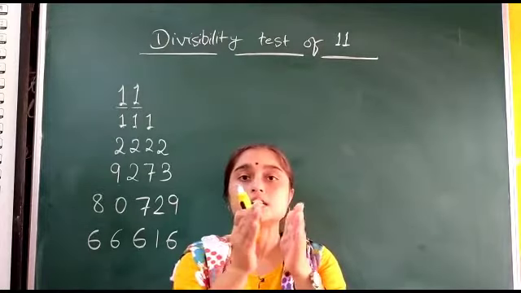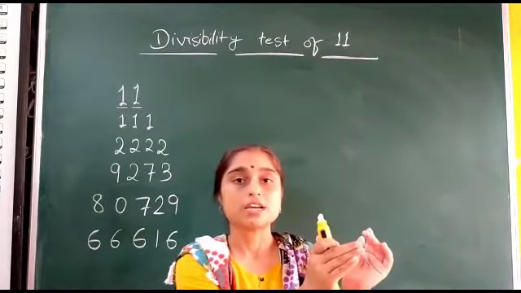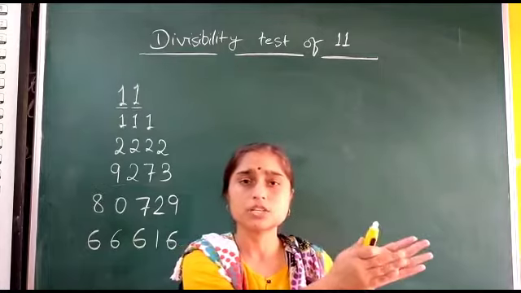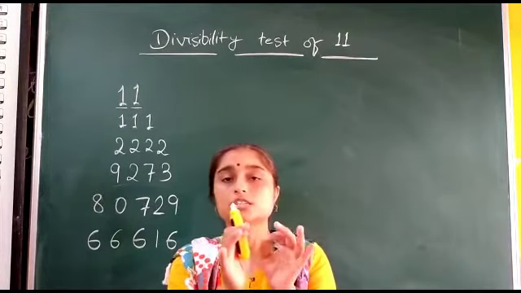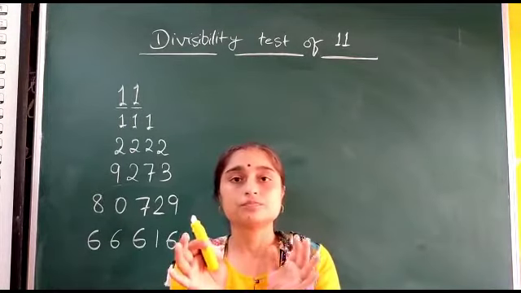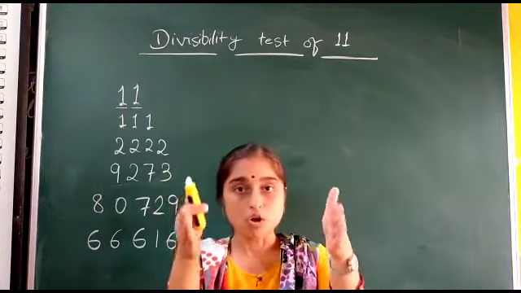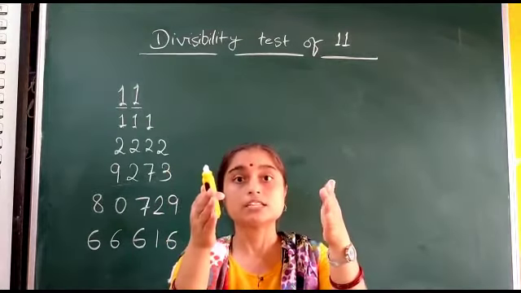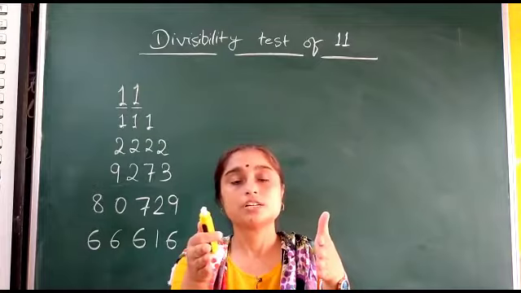Now from 1 plus 3 plus 5, you minus 2 plus 4 plus 6 if there is, or whatever. If there is no such number, you leave it. So from the sum of odd place numbers you subtract the sum of even place numbers.